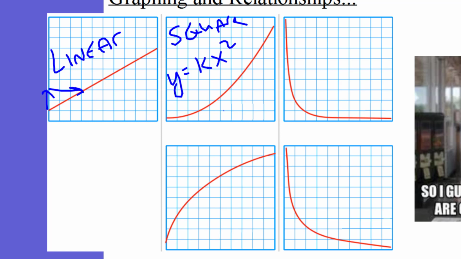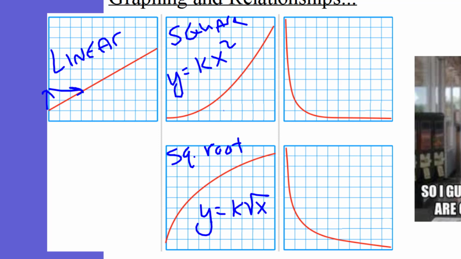This graph on the bottom middle is a square root graph. Which means that our data is being square rooted. So y equals k times the square root of x. If you graphed your data with those two things, you would square root all the x values, keep all the y values, and it would make a linear graph.